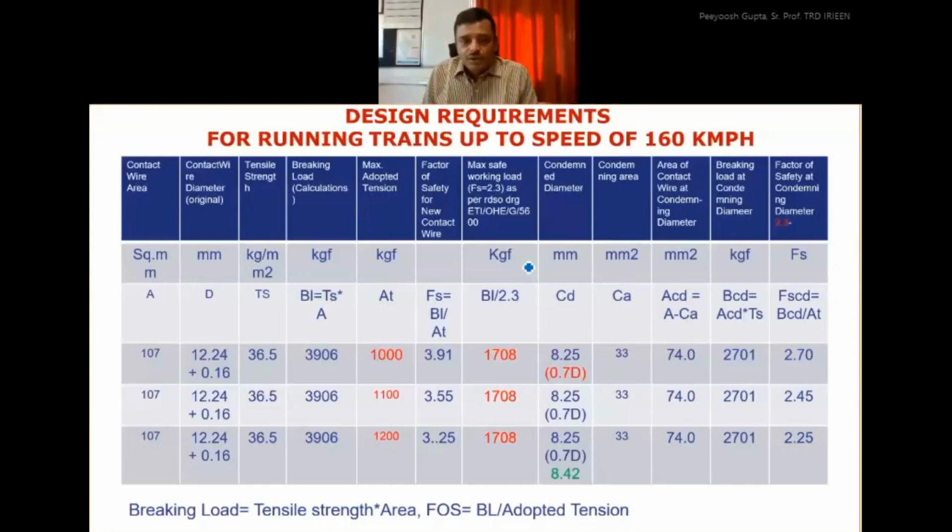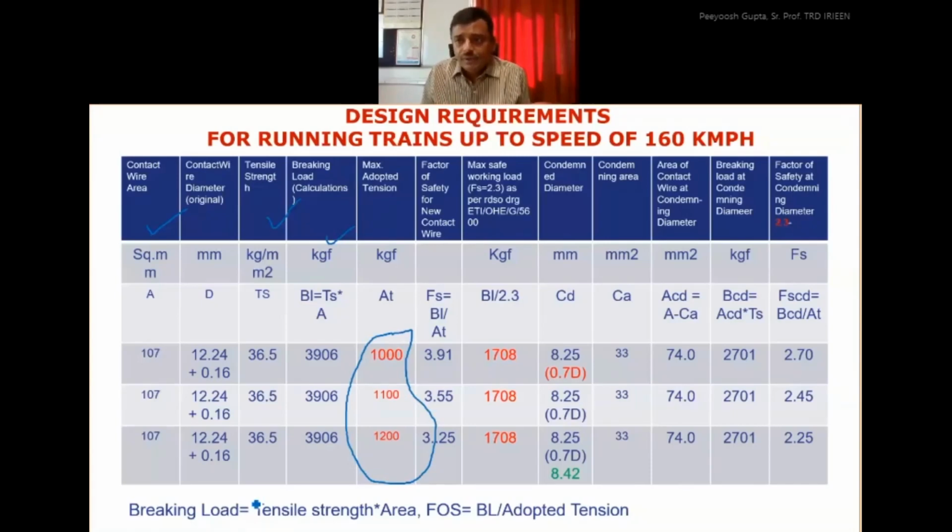Now again think what is going to change if our tension is increasing. So basically factor of safety comes into the picture. In the worst case, our contact wire should not break. Every material has its own property. So tensile strength we know, contact wire area we know, we can calculate breaking load. Okay, breaking load we have calculated, and then we have tested what will be the factor of safety.